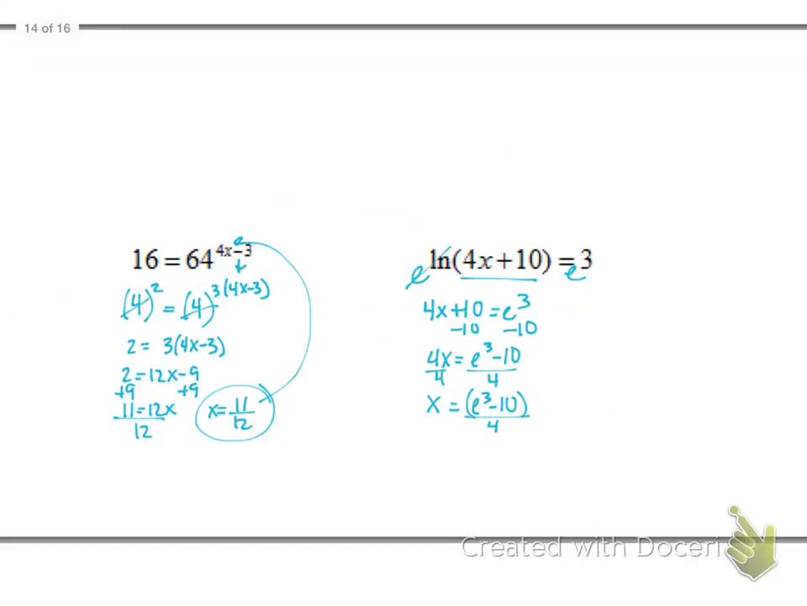So I press second ln to get my e cubed after you do your first set of parentheses. So first set of parentheses, second ln. So cubed, you bump out, you do minus 10, end your parentheses, and divide that by 4. You get x is equal to 2.521.